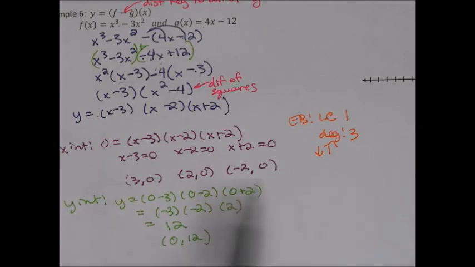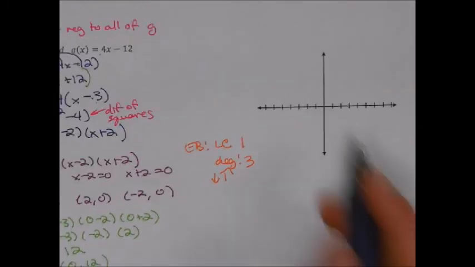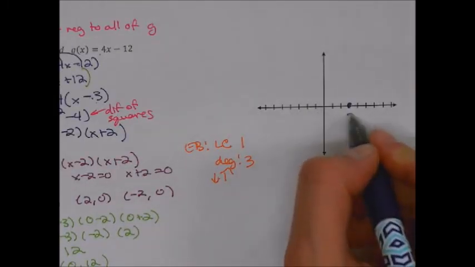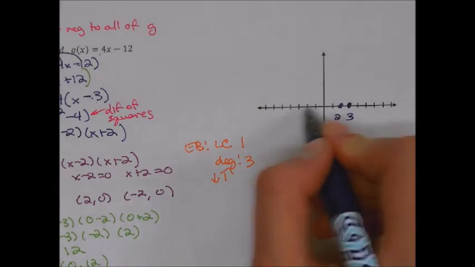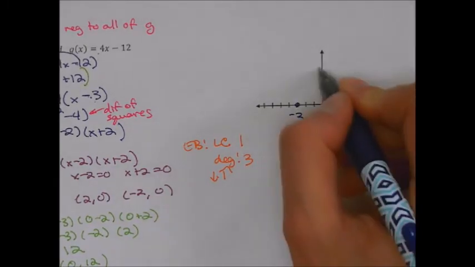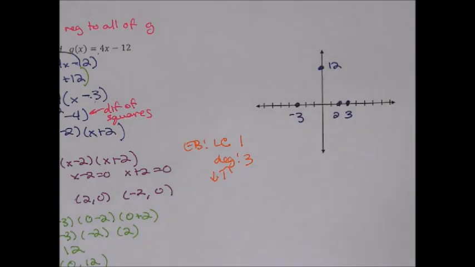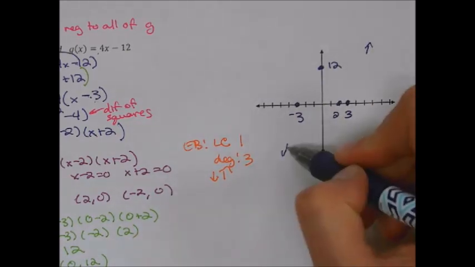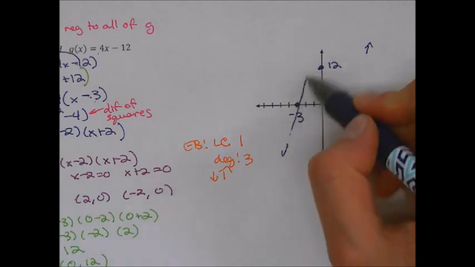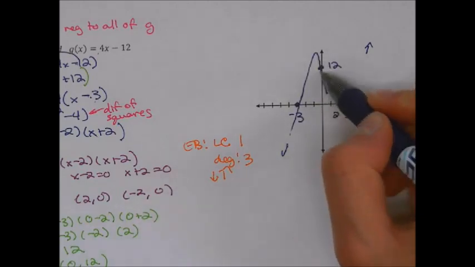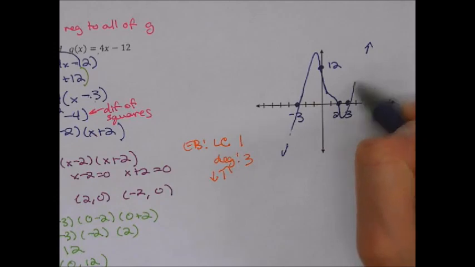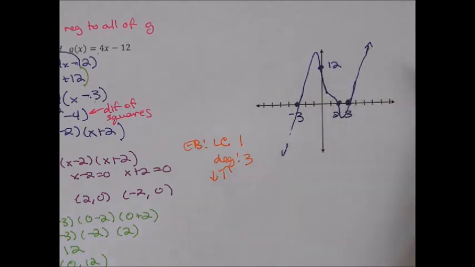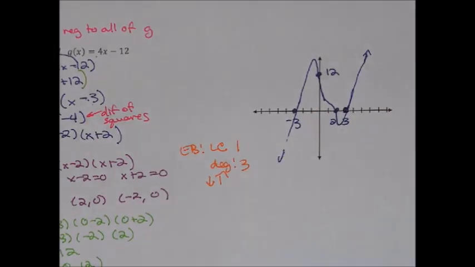Graphing all of this, I'm going to graph all of my x-intercepts. We had 1 at 3, 2, negative 3, y-intercept at 12. We are down, up. And there we go. Let's make this a little better.